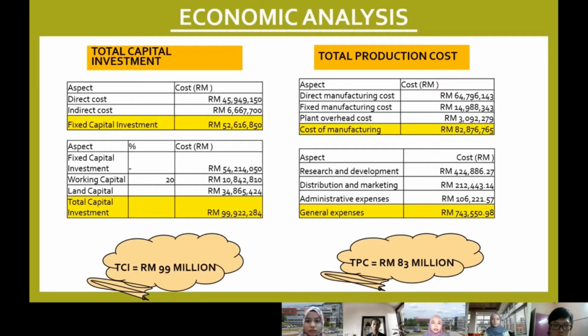For the economic analysis, there are two: total capital investment and total production cost. The fixed capital investment is around 52 million. Total capital investment is around 99 million.